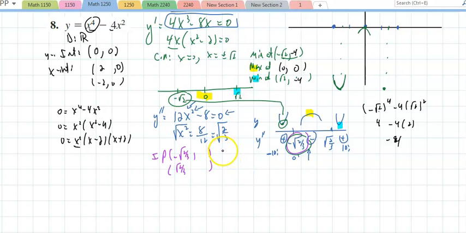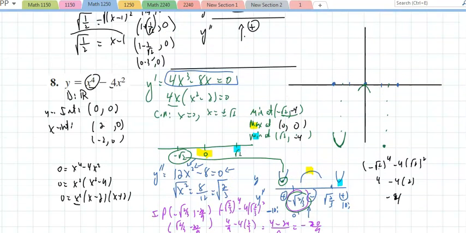You could say, if I take negative radical 2/3 to the 4 minus 4 times radical 2/3 squared, that is 4/9 minus 4 times 2/3. That is all over 9. That's a 4. This is 8 times 3. 8 times 3 is 24. That's negative 20 divided by 9. That's negative 2 and some.